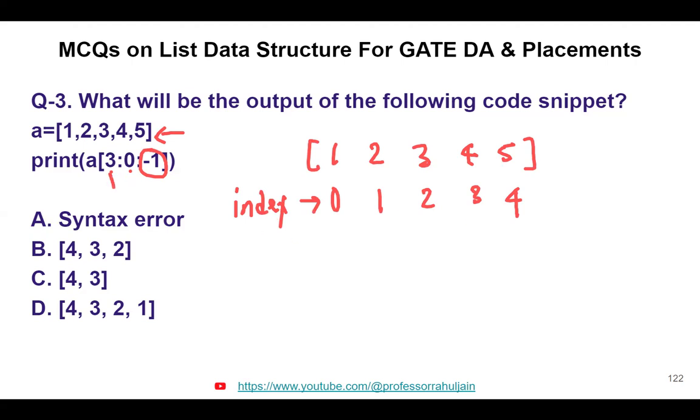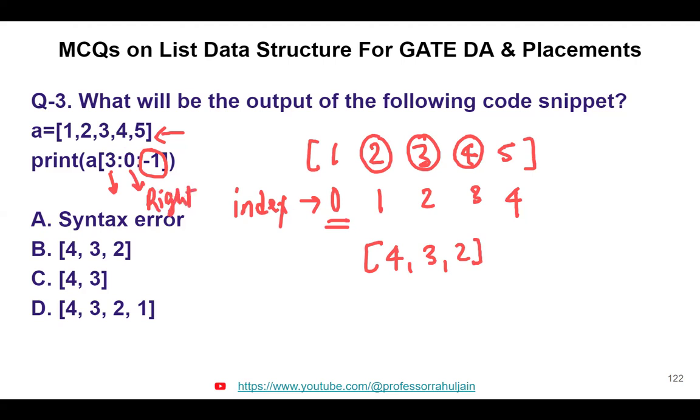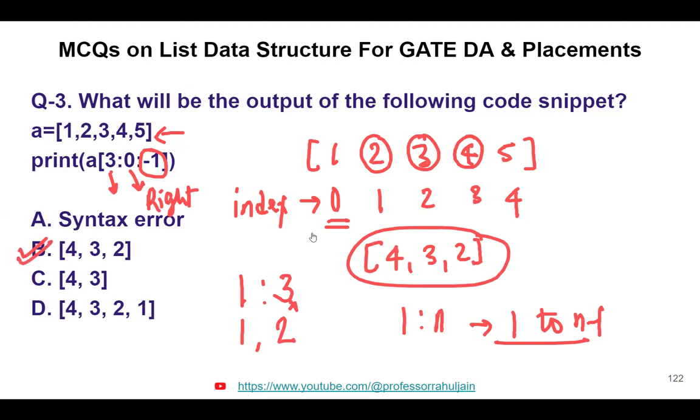Now starting from the third index, going backwards, it will write 4 first, thereafter it will write 3, thereafter it will write 2. So the answer will be 4, comma 3, comma 2. But it will not write the element at index 0, because at the right place, whatever we have, we skip it. So let's say if we have 1 colon 3, it means that index 1 will be printed, index 2 will be printed, but index 3 will not be printed. So if we have 1 colon n, it will only run from 1 to the n minus 1th index, right? So 4, 3, 2. That is, option B is the correct answer to this question.